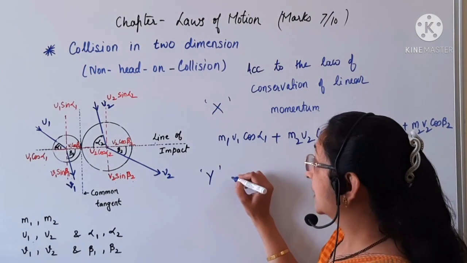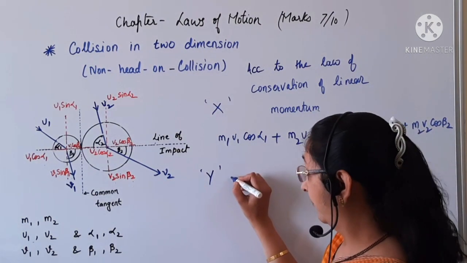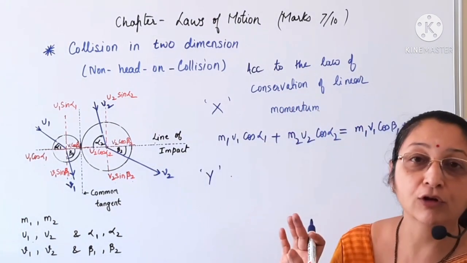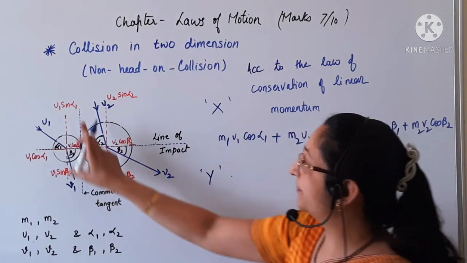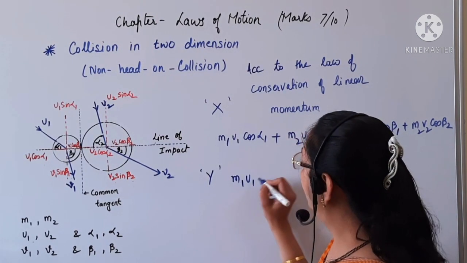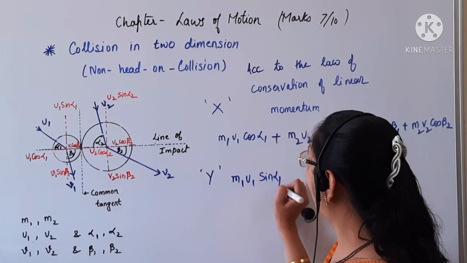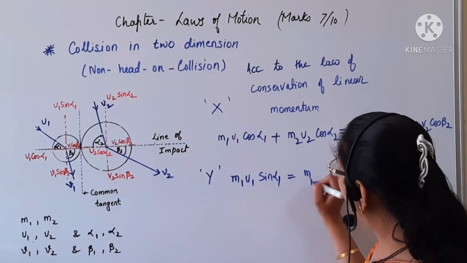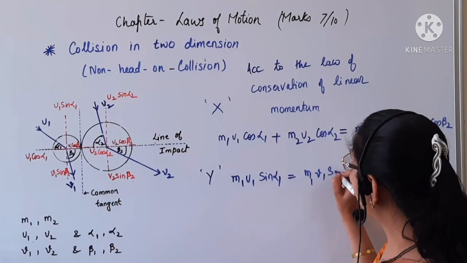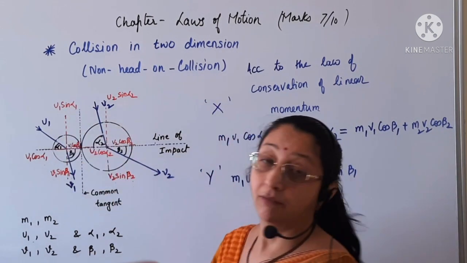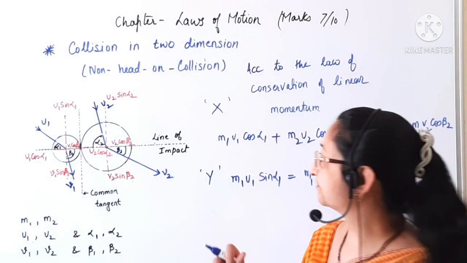So we write the momentum according to the law of conservation of linear momentum along the y-axis: m1 u1 sin α1 is equal to m1 v1 sin β1, because these two vectors are balancing each other.